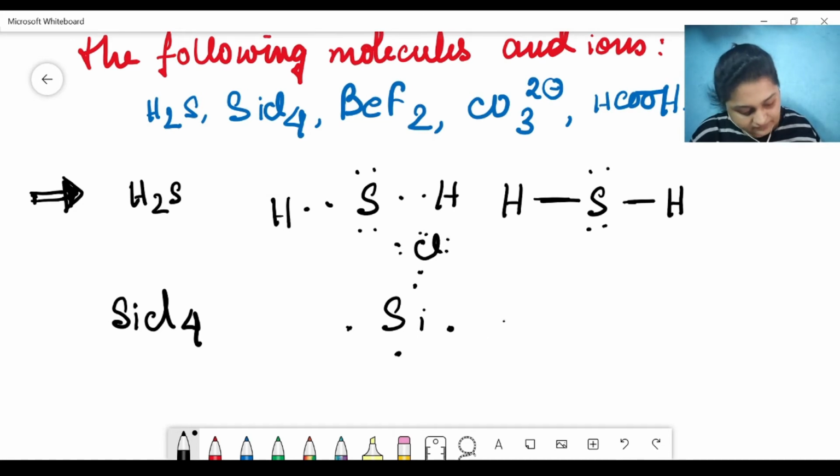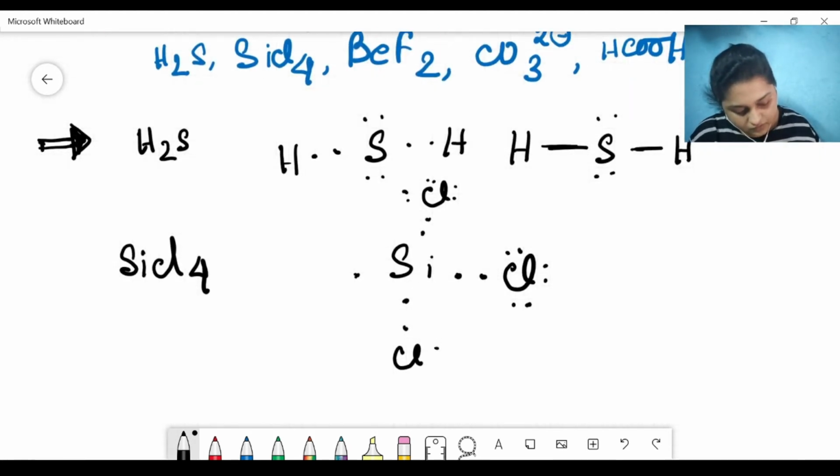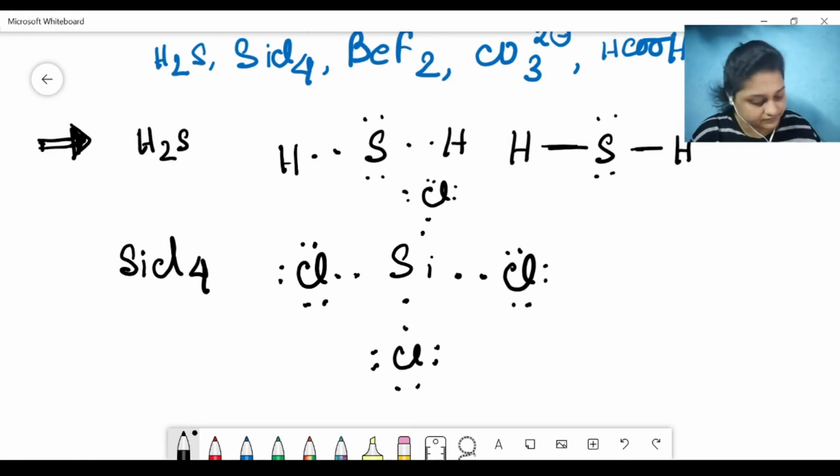Each chlorine has 6 other electrons. So the Lewis dot structure will look like this.